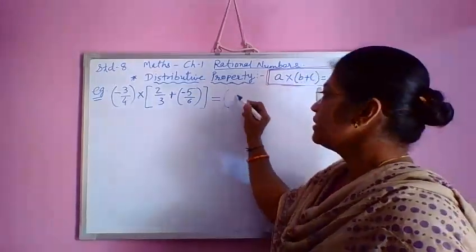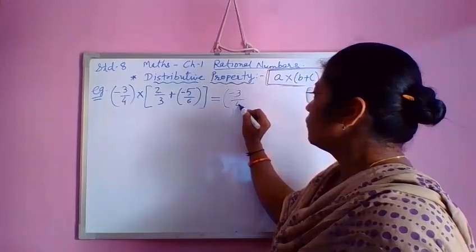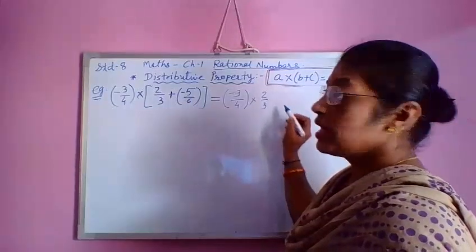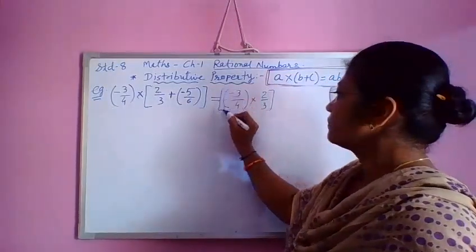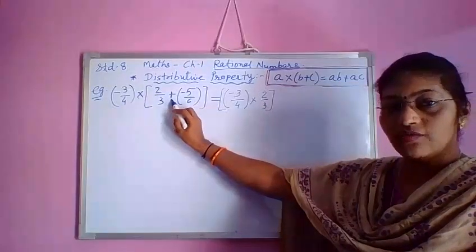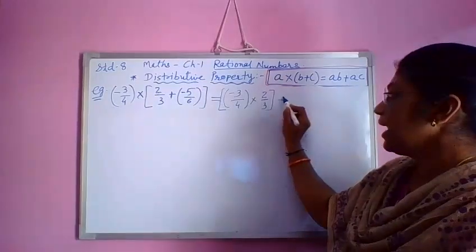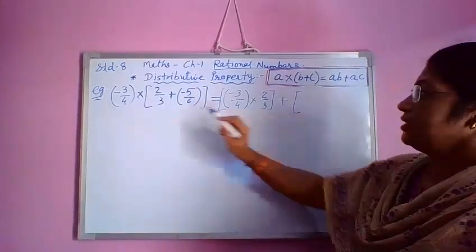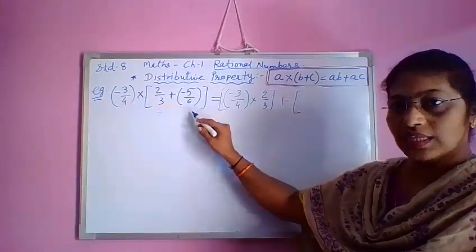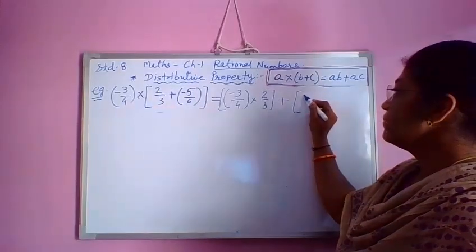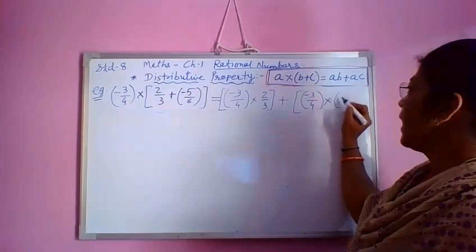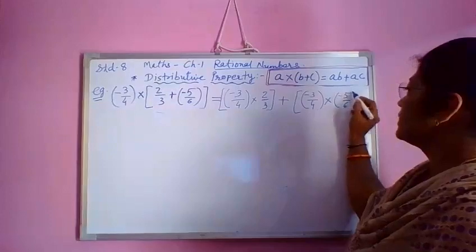So we can write here minus 3 upon 4 multiplied by 2 upon 3. Let us put this number in a bracket. Now here the sign for addition is there, so we will write here addition, and this multiplication is now to be distributed with minus 5 upon 6. So here we will get minus 3 upon 4 multiplied by minus 5 upon 6.